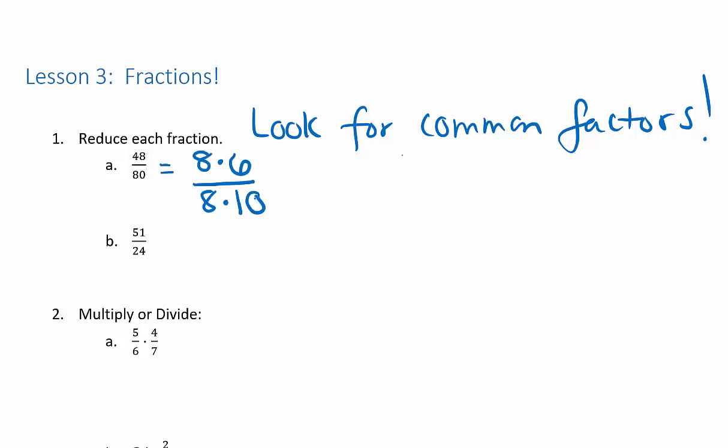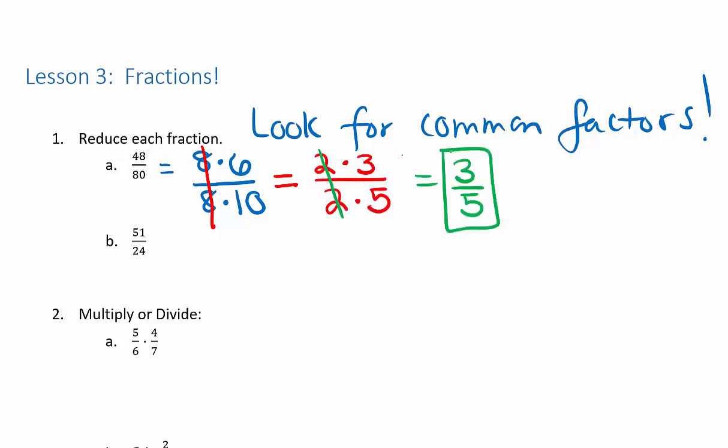In example 1a, I noticed that both 48 and 80 are divisible by 8. So I can start by just canceling out that common factor of 8. But there's more. 6 and 10 are both divisible by 2, so I actually have another common factor. If I divide both 6 and 10 by 2, I'm left with 3/5, and that's my final answer.